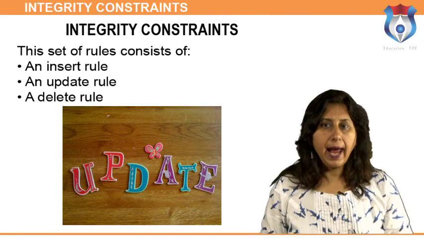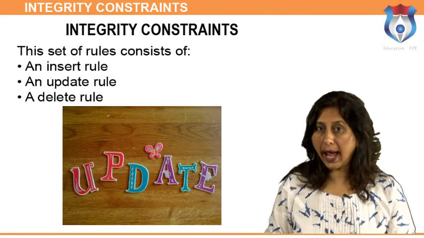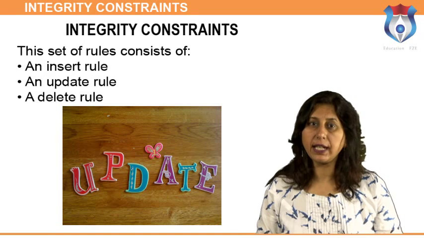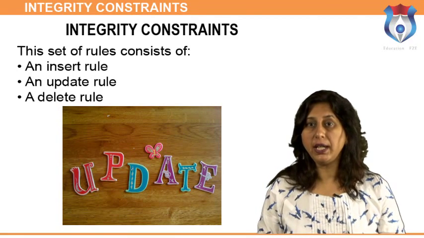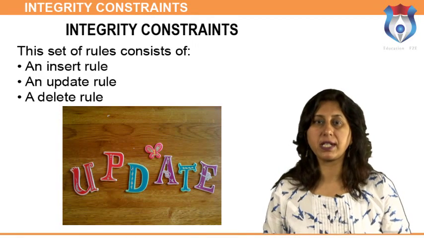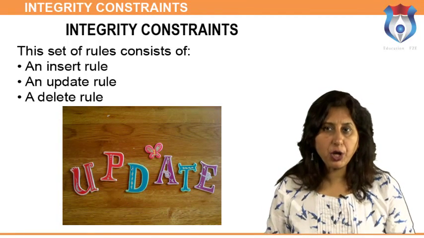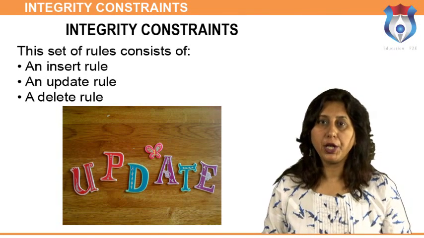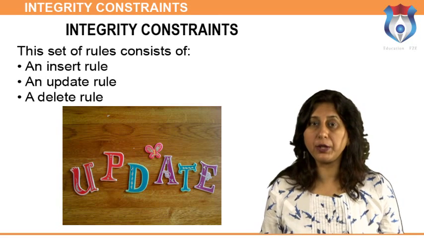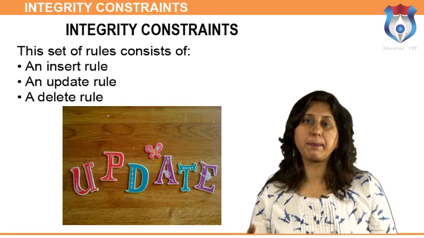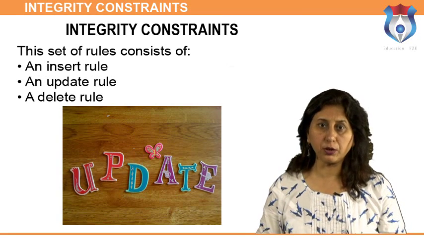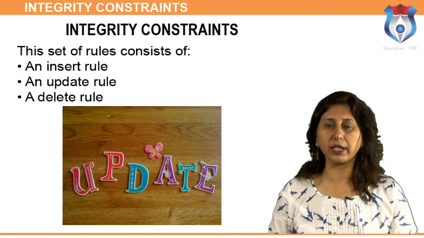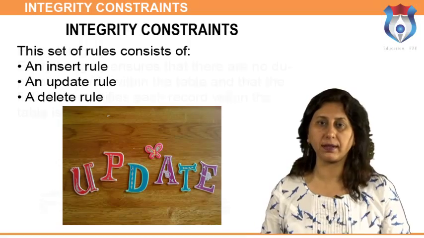An insert operation could attempt to add a row of data to a child table that has a value in its foreign key columns that does not match a value in the corresponding parent table's parent key. An update operation could attempt to change the value in a child table's foreign key columns to a value that has no matching value in the corresponding parent table's parent key. A delete operation could attempt to remove a record from a parent table that has a matching value in a child table's foreign key columns.